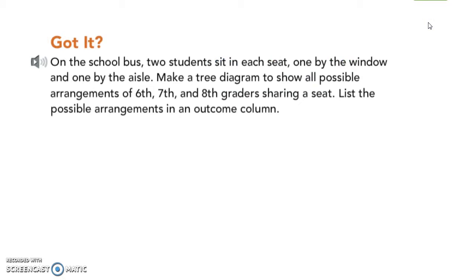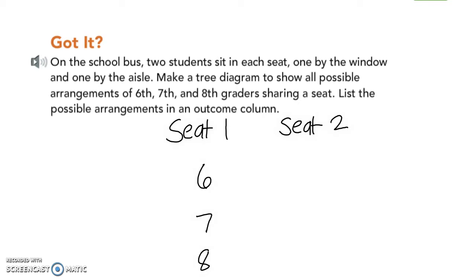Okay, last thing we're going to do, this is the last one, a tree diagram. Do this with me in your notes. And we are choosing all the possible arrangements of 6th, 7th, and 8th graders sharing a seat. So we're going to have seat 1 and then seat 2. And then we're going to put all the different combinations. Okay, for seat 1, I could have a 6th grader, I could have a 7th grader, or I could have an 8th grader. Right? Agree?